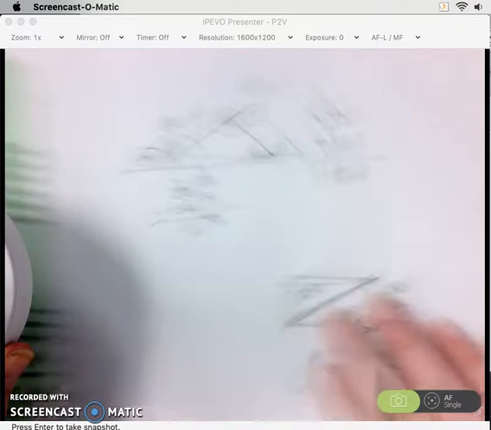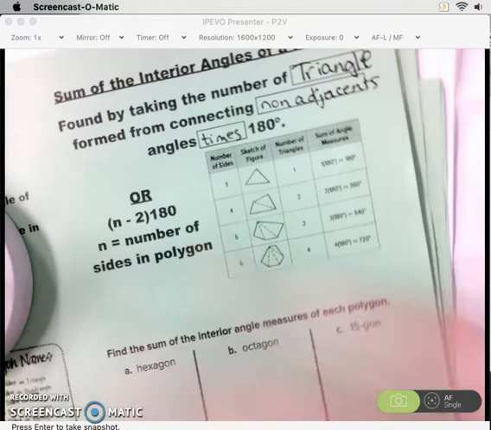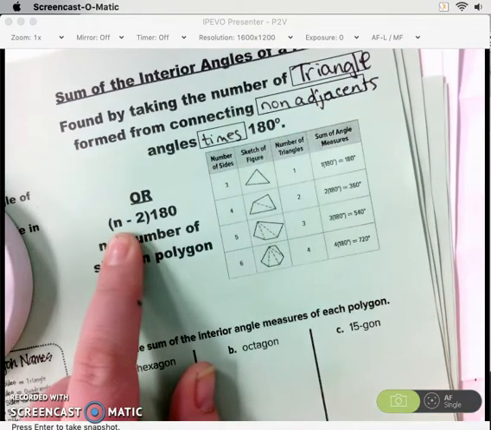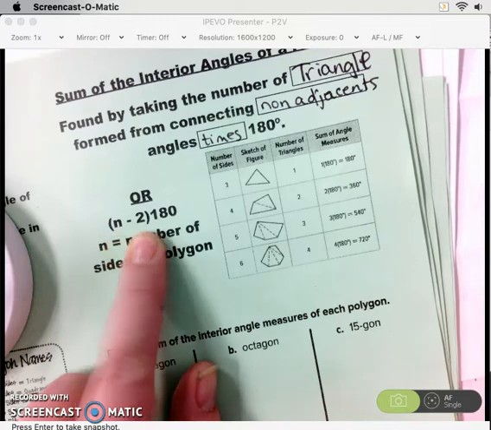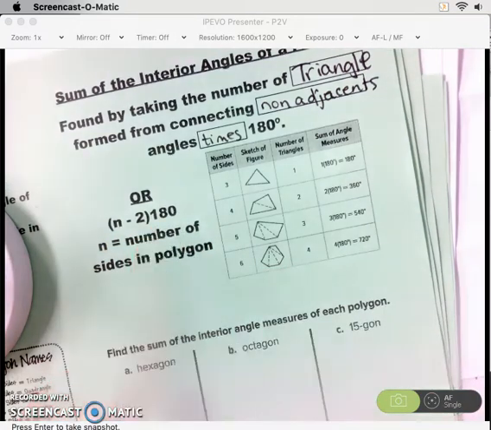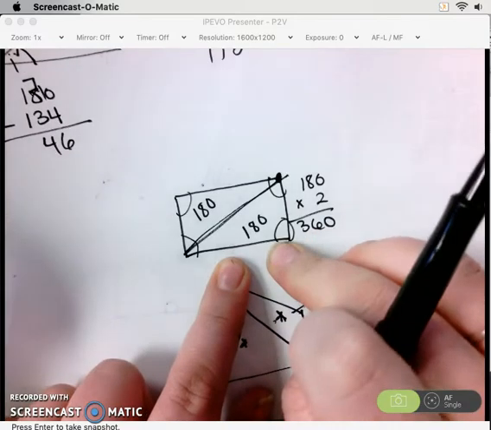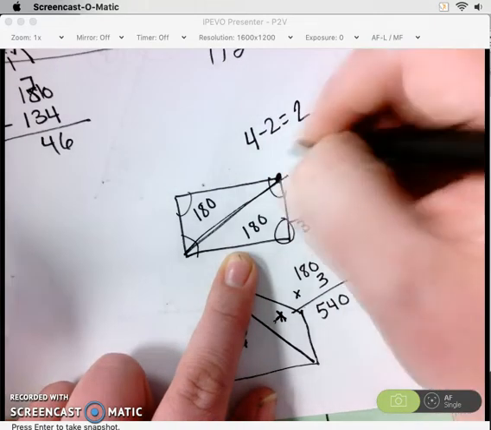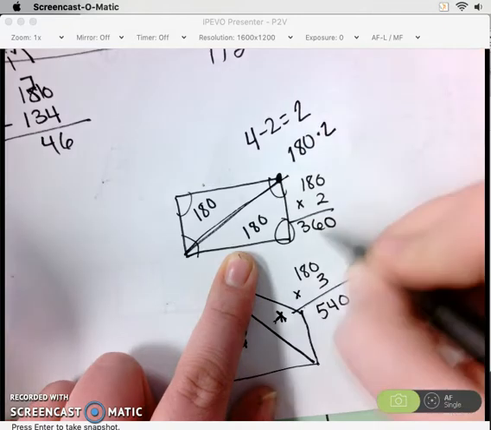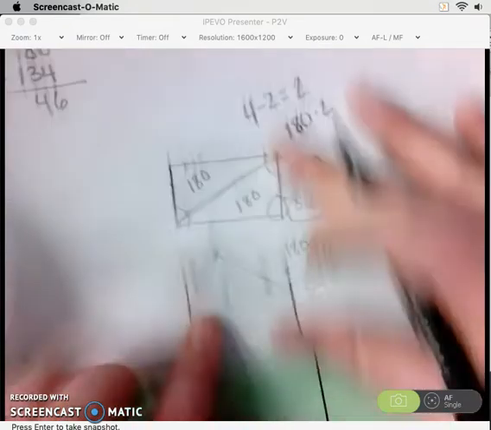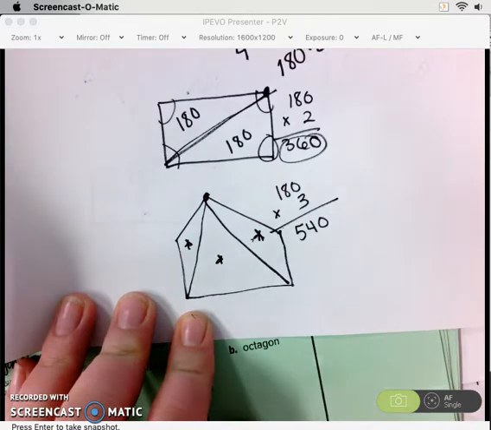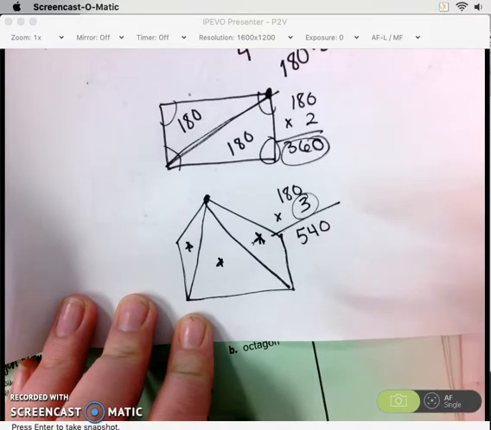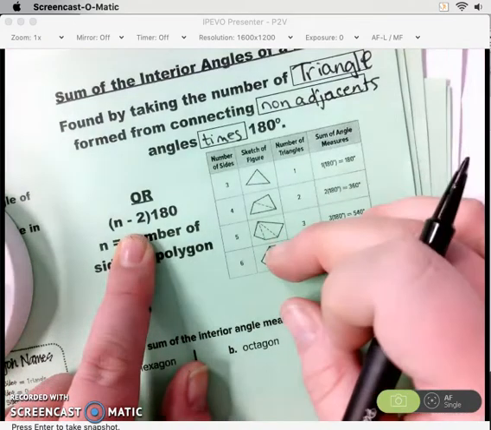Okay, now one of the easier ways to do it, besides actually finding the number of triangles inside the shape, is by taking the number of sides, subtracting 2, and then multiplying by 180. Just like here, our number of sides was 4, correct? 4 minus 2 equals 2. So 180 degrees times 2 is equal to 360. 5 sides, 5 minus 2 is 3. And that's how many triangles. That's just the number in your formula.